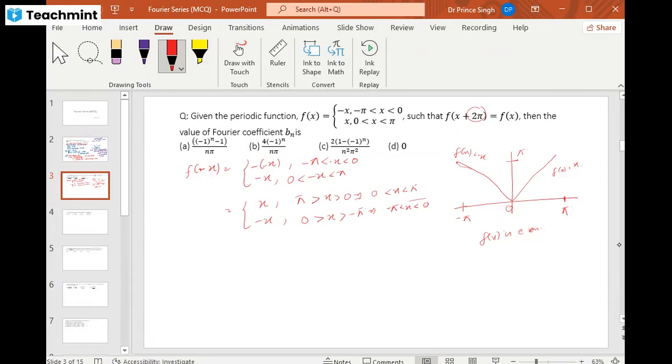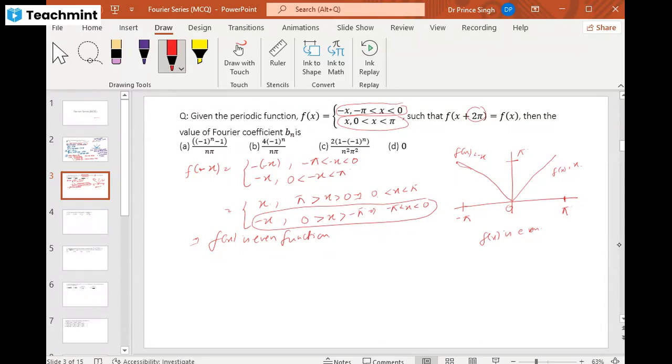So in the interval minus pi to 0, the value of the function is minus x, and in the interval 0 to pi, the value of the function is x. So it shows that your function f of x is an even function, right? And in case of an even function, the value of the Fourier coefficient Bn is 0.